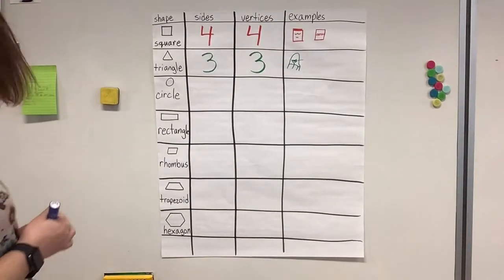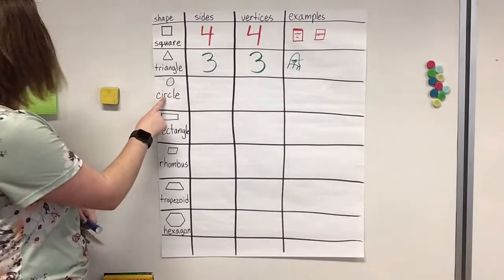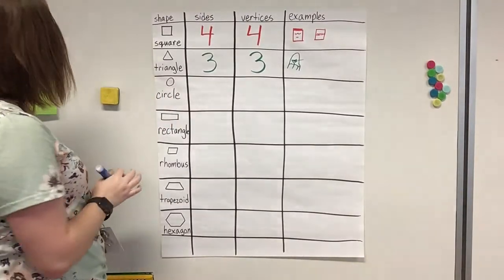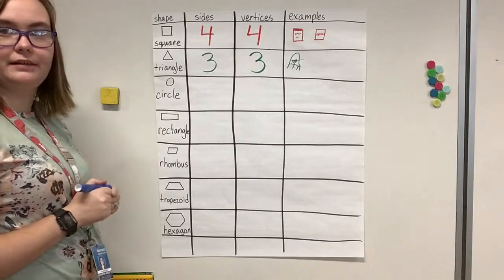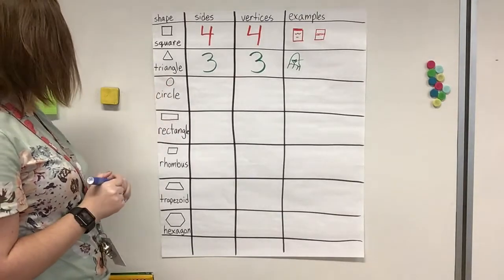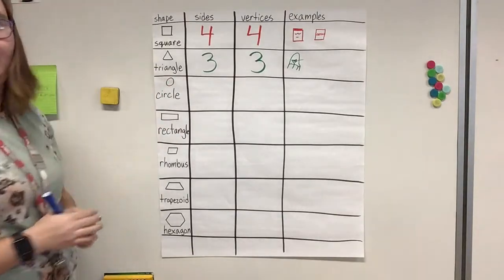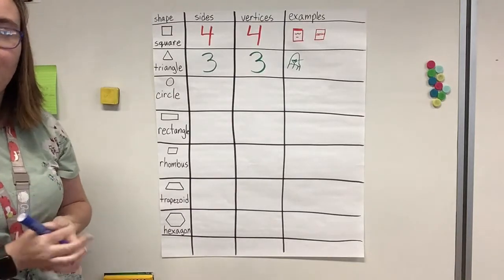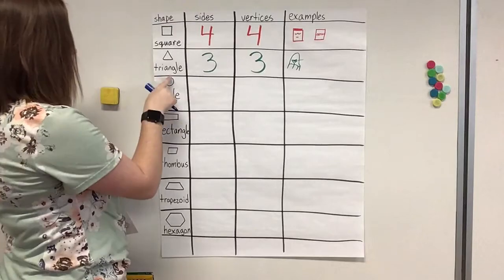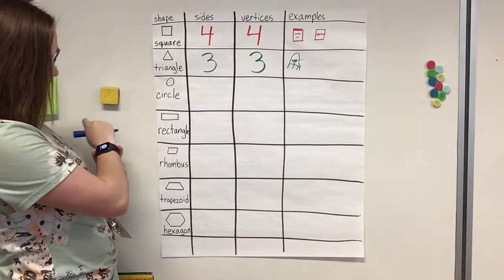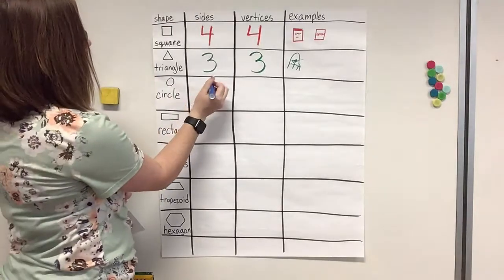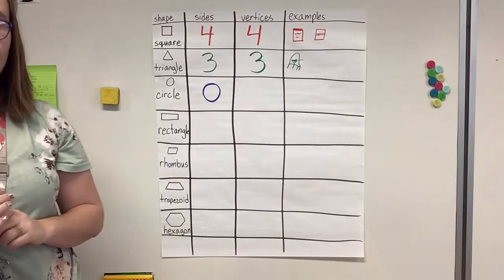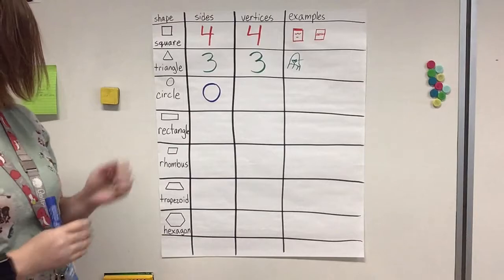Now we're going to work on the next shape. Does anybody know what this shape is? It's a circle. A circle. Can you say that word with me? Circle. Does a circle have any straight lines for sides? No, it doesn't. This is round, so we are not going to have any sides. So I'm going to write 0 under sides. It kind of looks like a circle, but it's a 0.